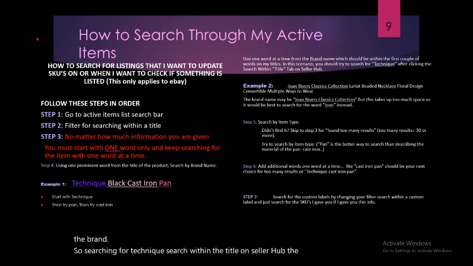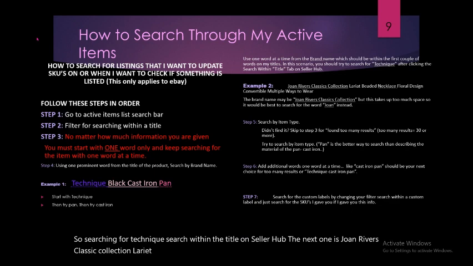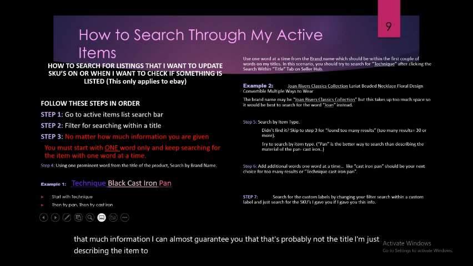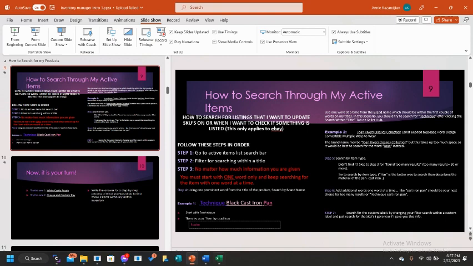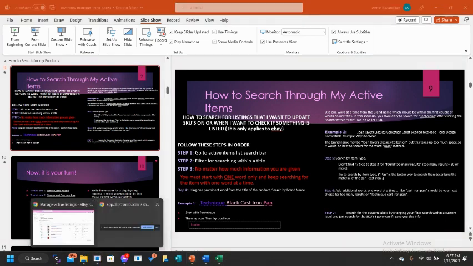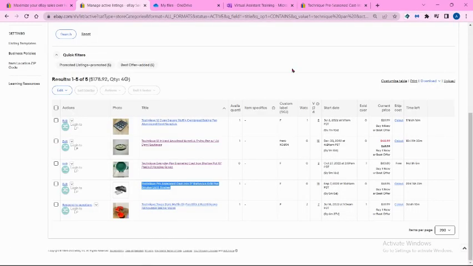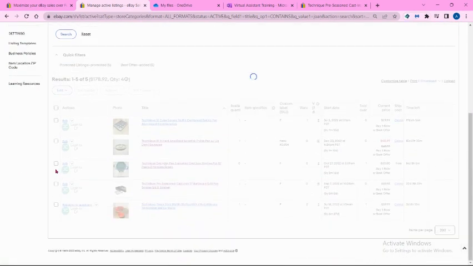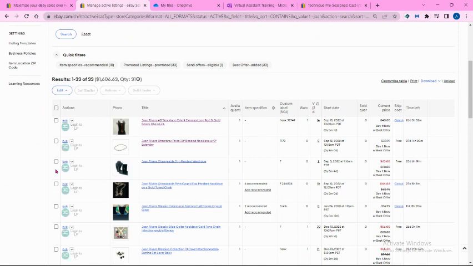The next one is Joan Rivers Classic Collection Lariat Bead Necklace Floral Design Convertible Multi Ways to Wear. If I give you that much information, I can almost guarantee you that that's probably not the title. I'm just describing the item to you. So the first thing that you would do, I really hope that you've already caught on what I'm going to do. It would be to search for, let's just build up that suspense. And it would be to search for this word right here, Joan, because that's the only one word that is part of the brand name.